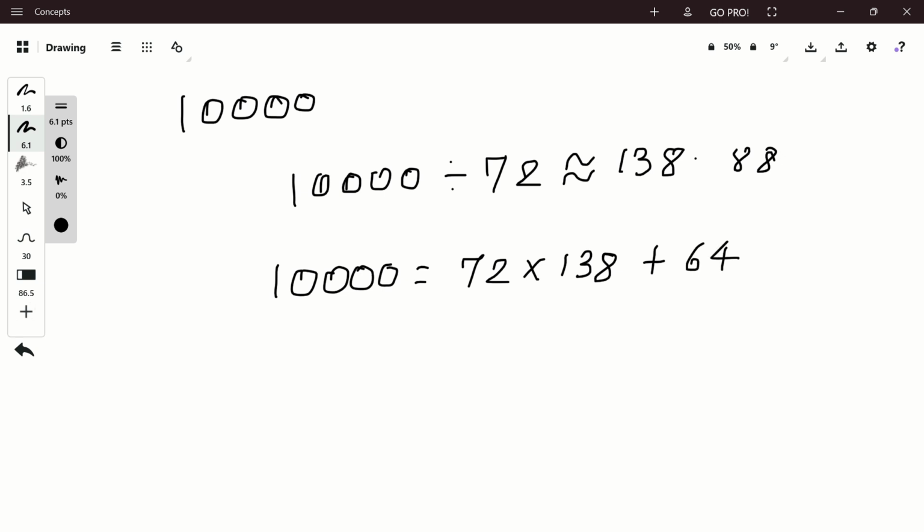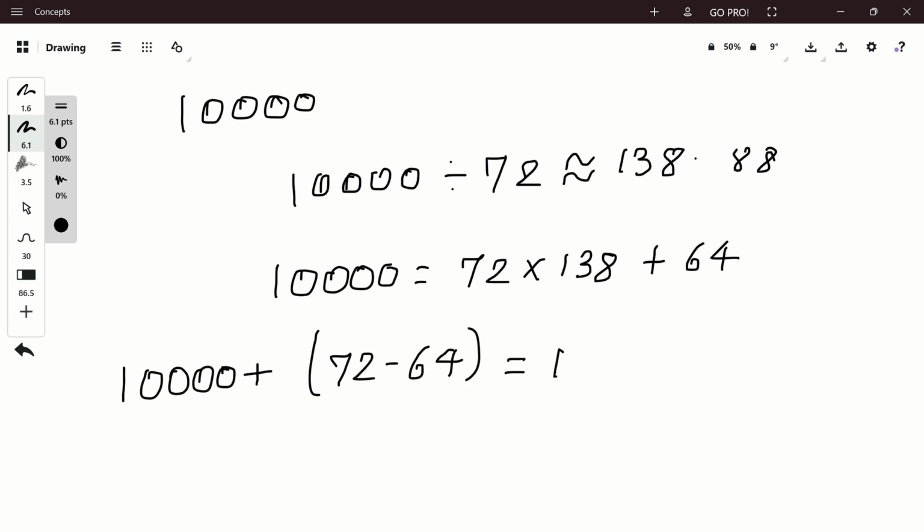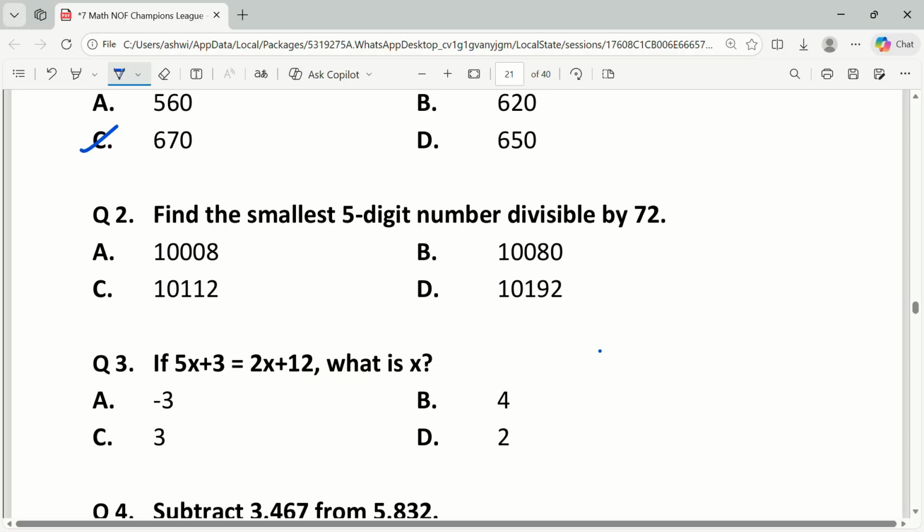To find the next multiple of 72, subtract the remainder from 72 and add it to 10,000. That is 10,000 + 72 - 64, which is equal to 10,000 + 8, which is equal to 10,008. Comparing with the given options, the answer is A, 10,008.